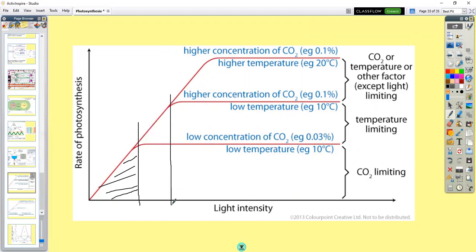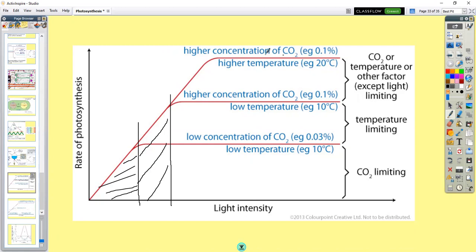So again, before in this area, it's the light intensity that's limiting, whereas when it starts to level off, there's lots of light available here. It's something else. So temperature is our limiting factor there. Again, if you increase the temperature and you have the higher concentration of carbon dioxide, it levels off at a higher level.